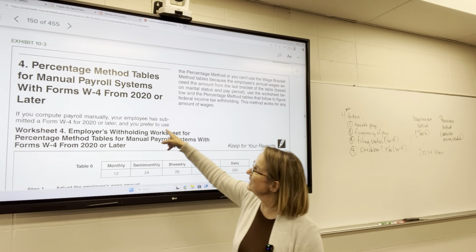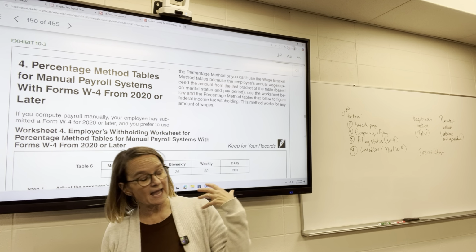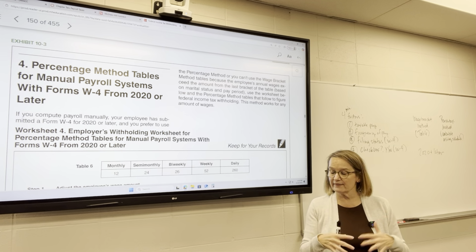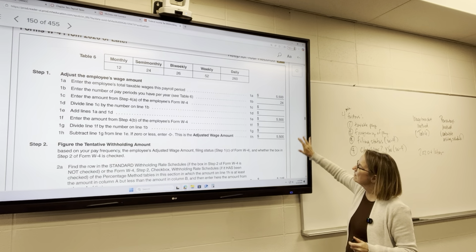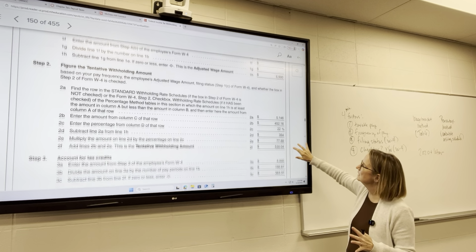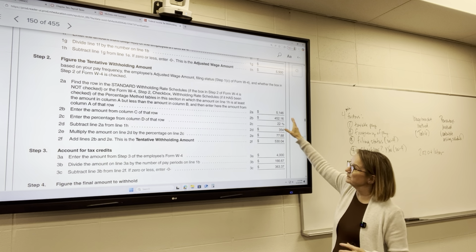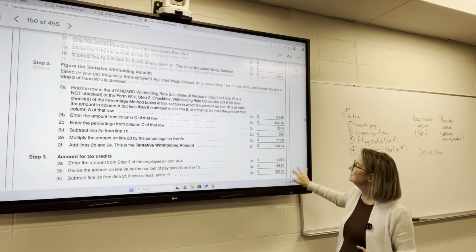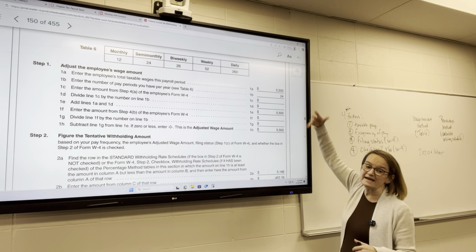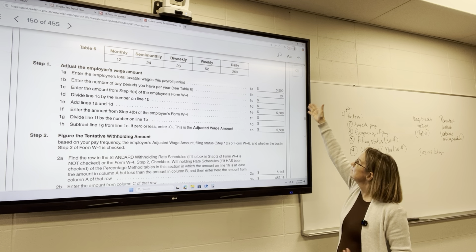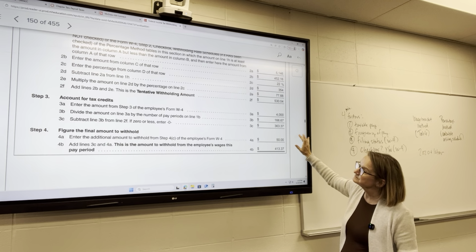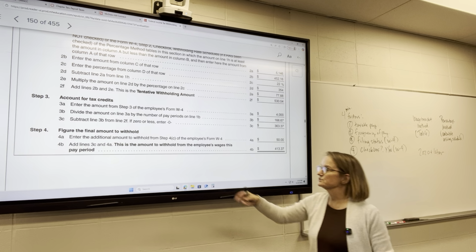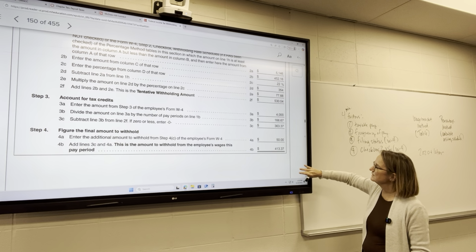The percentage method for manual payroll systems, instead of annualizing it, we don't do that. We just take whatever is the current pay period, and that's what we're going to use. So the steps are a little less. Well, these steps are exactly the same, where we find column A, column C, column D of that row. But instead of annualizing it, we're just taking the amount that was paid during this particular pay period. Accounting for any tax credits, same thing as before, and then also figuring if there's any additional amount that they want withheld.